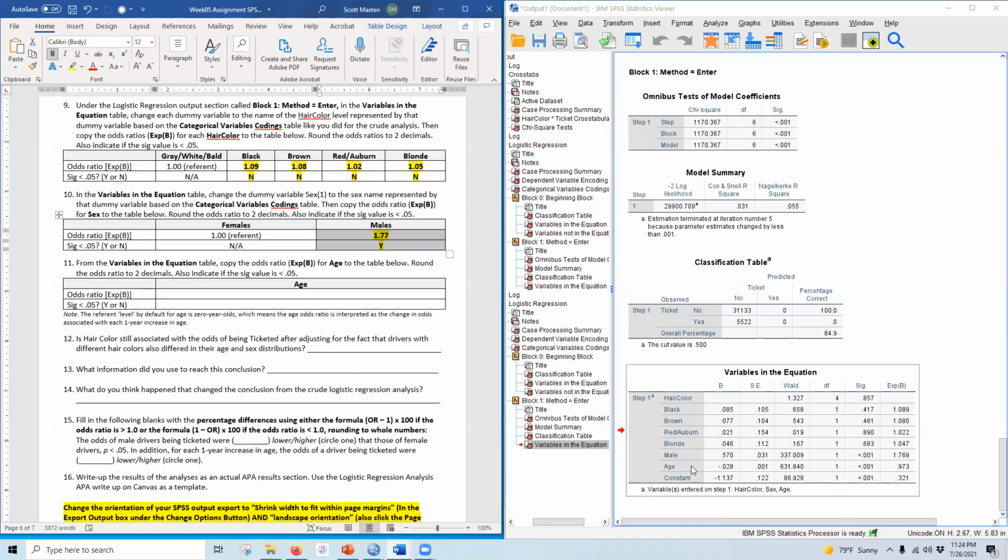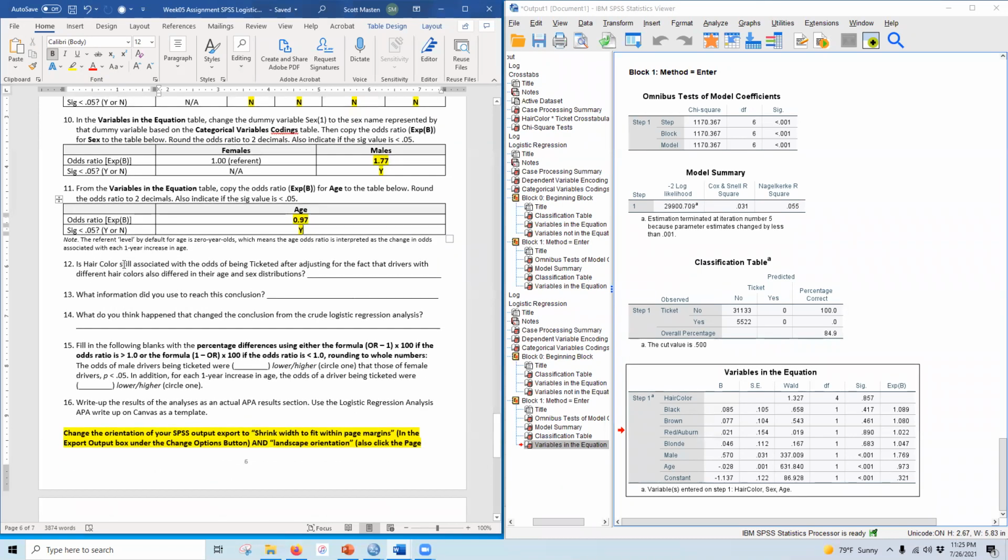So age is also in here. It's got an odds ratio of 0.973. So let's put that in here to 2 decimals, 0.97. And is it significant? It sure is. So it gets a yes, that is statistically significant. So age is significantly associated with your odds of getting a ticket, even after adjusting for sex, I guess, and hair color.